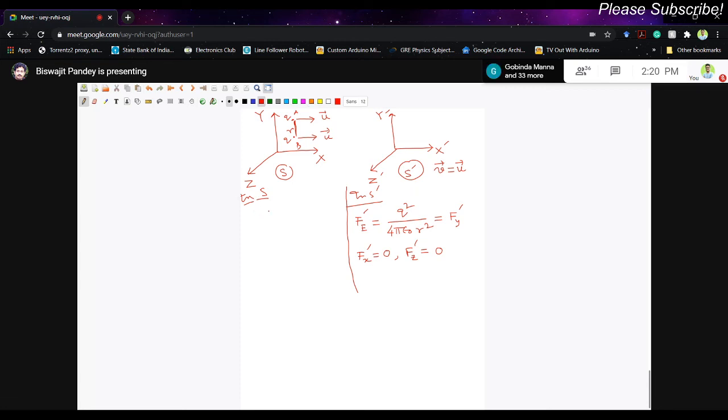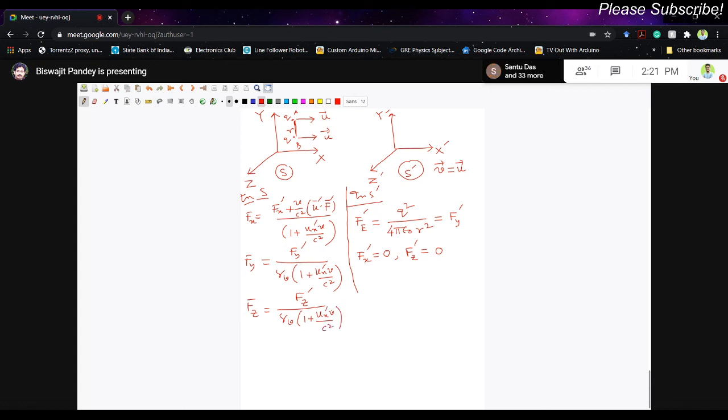Because we already know what Fx prime, Fy prime, Fz prime are, it will be easiest to obtain Fx, Fy and Fz from the transformation. So what was Fx? If you remember, the transformation for Fx, derived last class, was Fx equals Fx prime plus V by C square times u prime dot F prime, divided by 1 plus Ux prime V by C square. And Fy equals Fy prime divided by gamma V times 1 plus Ux prime V by C square. Similarly, Fz equals Fz prime divided by gamma V times 1 plus Ux prime V by C square.